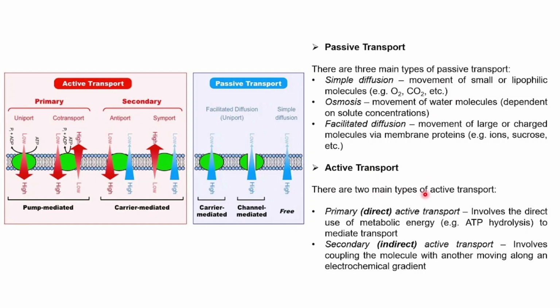For active transport, obviously energy is required, and these are also primary, direct, or secondary indirect active transport. In case of primary, it involves the direct use of metabolic energy. Like direct use of metabolic energy, ATP is hydrolyzed, and that's how we get the energy. In case of secondary or indirect transport, it involves coupling the molecule with another moving along an electrochemical gradient. See, in this case, this high to low is occurring along the gradient. So these two molecules have been coupled. So this is moving along the gradient. That's how this molecule is able to move against the gradient. Similar for this. The antiport and symport names are just given because in this case it goes in opposite directions. In this case it's going in the same direction. That's it. So that was active and passive transport.